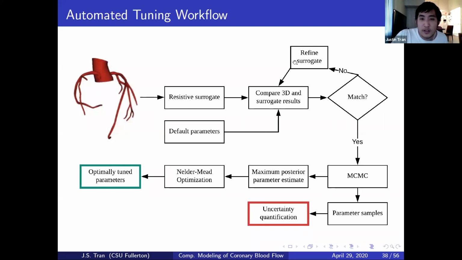So we enter into this loop right here. We run a 3D simulation and our surrogate, and then we check to see if the results match. If they don't, then we improve our surrogate, but if they do, then we can move on. Okay? Then we run our MCMC, so we run our sampling algorithm for our posterior distribution. Once we do that, we can run our optimization, and then we get our optimized parameters.